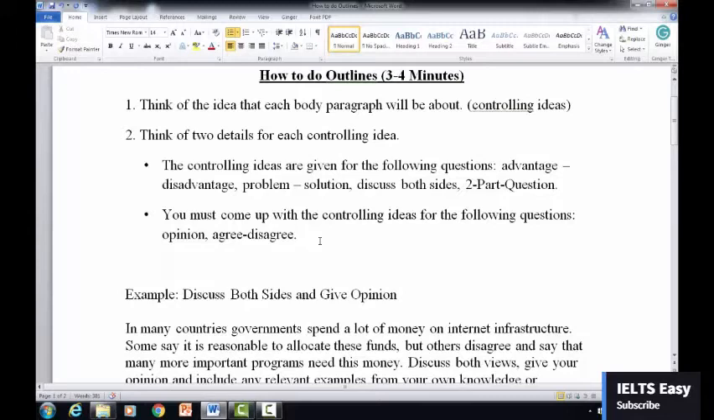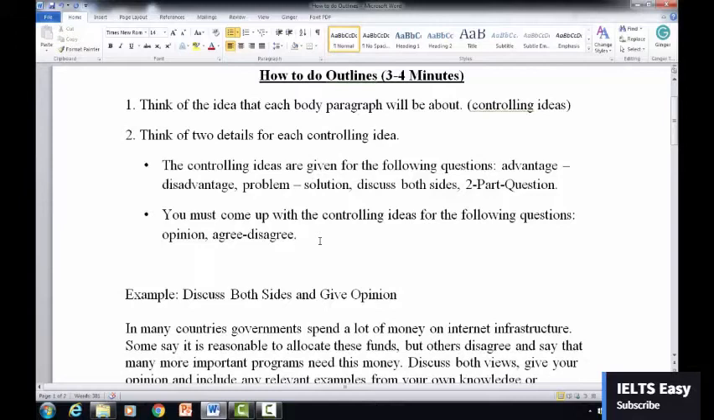All right, so you have two main steps you want to do here. You want to think of the idea that each body paragraph will be about. Those are your controlling ideas. And number two, you want to think of two details for each controlling idea. The controlling ideas are given to you for an advantage, disadvantage question, problem solution, discuss both sides, or a two-part question. With those questions, you don't have to think of the controlling ideas. They're going to tell you what you should talk about for each body paragraph. It tells you from the question.